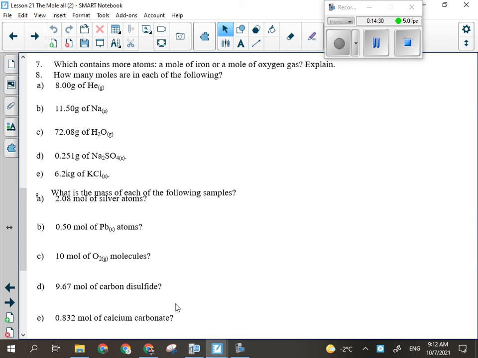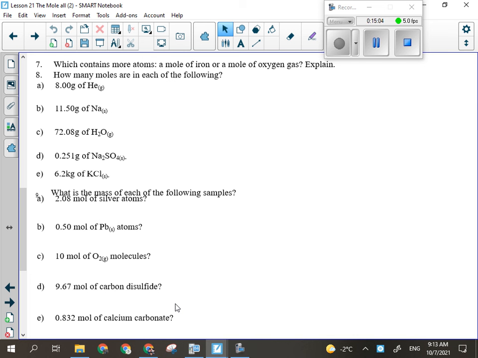For number 7, which contains more atoms? A mole of iron or a mole of oxygen gas? Iron. No way, it's gotta be iron. Okay, which is more, a dozen donuts or a dozen eggs? Donuts. Okay, that's usually where people go with this question. A mole is a mole.